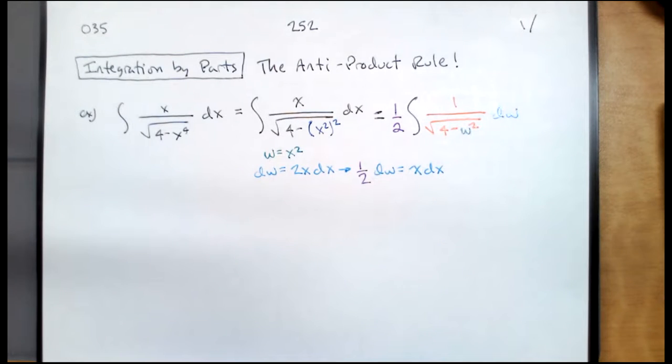And that 1 over the square root of 4 minus w squared, that's what's going to produce an arc sine. We haven't learned which arc sine it's going to produce, but it'll be the arc sine of w over 2.